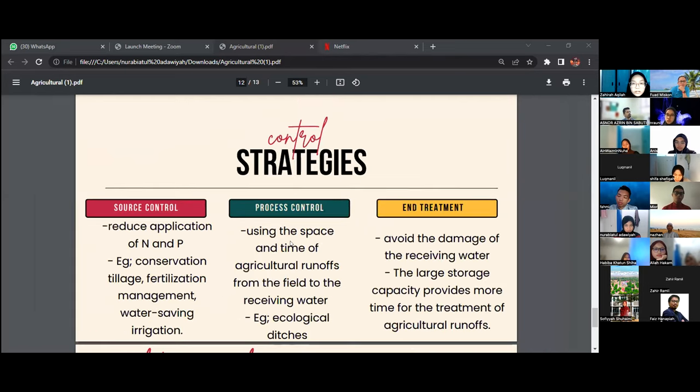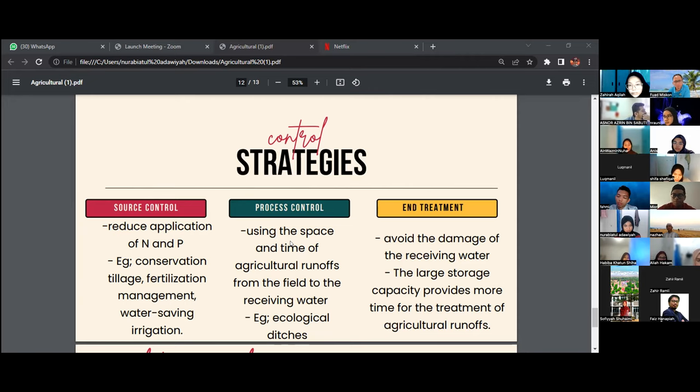All right. So there are three main control strategies for agricultural runoff pollution. First, source control. Second, process control. And lastly, end treatment. Source control works to reduce the application of nitrogen and phosphorus, as well as leaching, such as conservation tillage, fertilization management, and water saving irrigation.